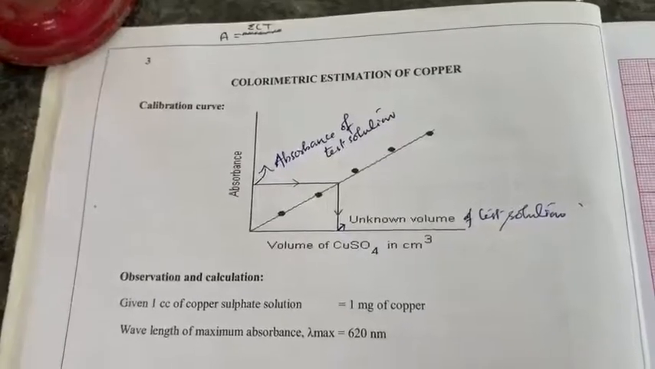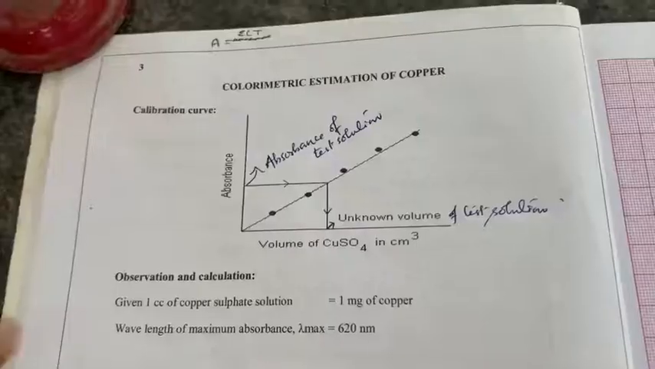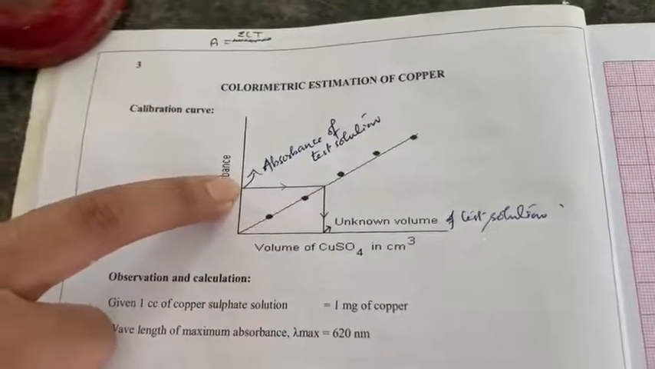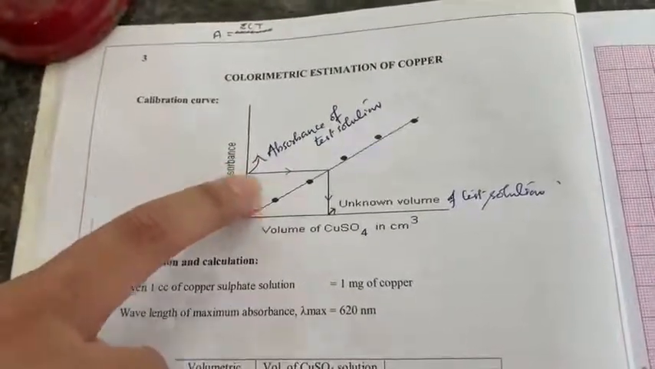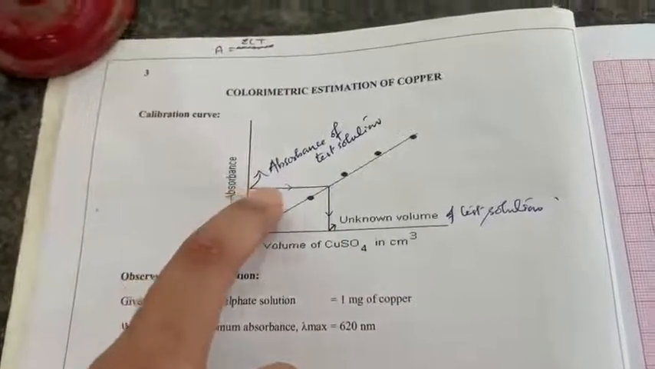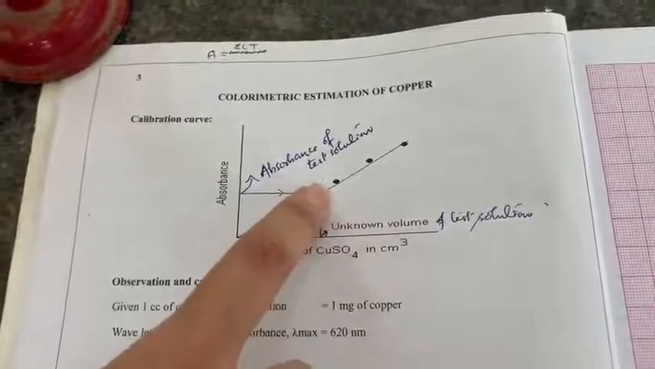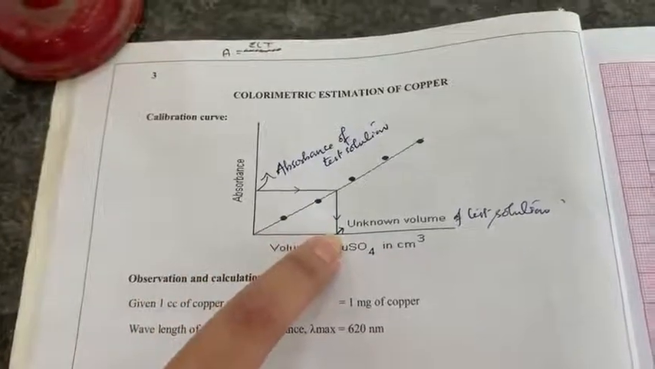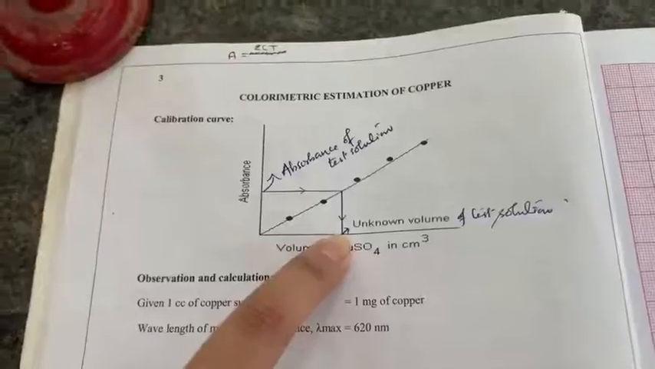So through this calibration curve, since you know the absorbance of the unknown copper sulfate solution, like if you take an example that it is somewhere here, the absorbance of the unknown volume of copper sulfate. Corresponding to this, what is the volume of unknown copper sulfate? You have to draw a straight line towards your graph, and wherever it intersects your line, you have to draw a perpendicular towards the x-axis, and wherever this line intersects your x-axis, that is the volume of unknown copper sulfate. And this is how you find it out.